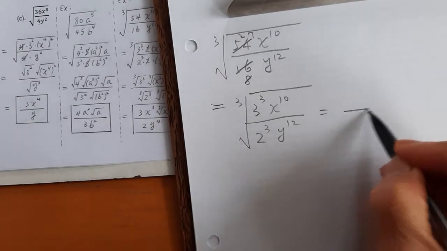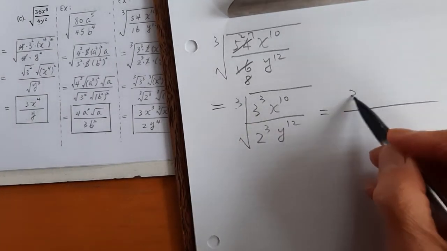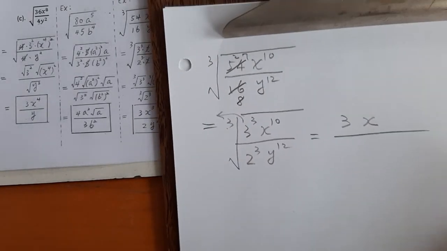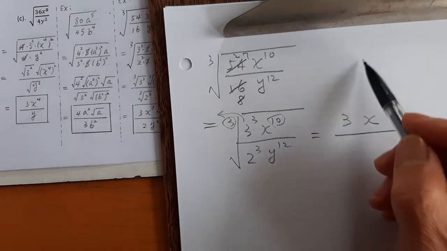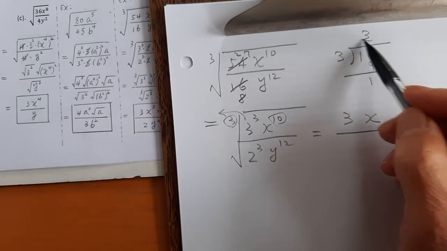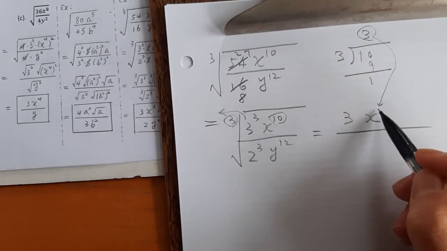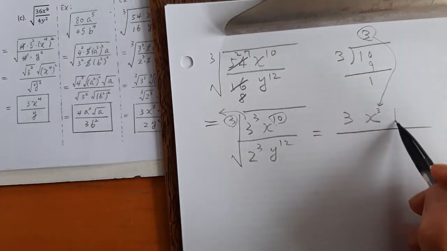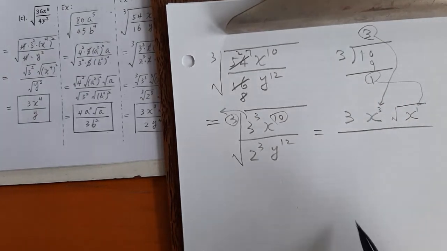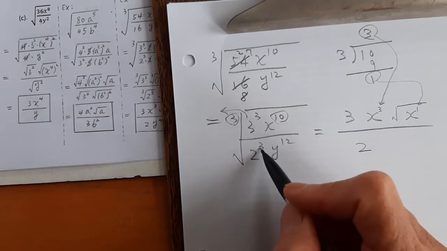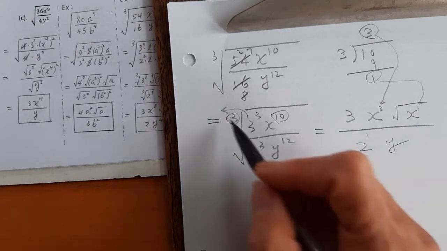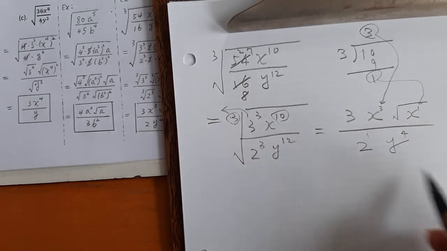So equal to 3 cubic root out. So this out. X, so 10 over 3. 10 divided by 3, got quotient is 3, remainder is 1. Put a 3 on the exponent for the x outside the radical. And put this 1 in the radical. And then 2 cubed, 3 over 3, it's 1. Y, 12 over 3, it's a 4. So that's the answer.